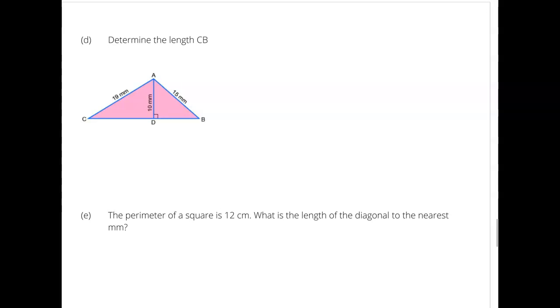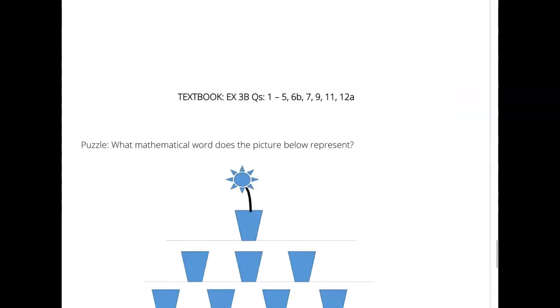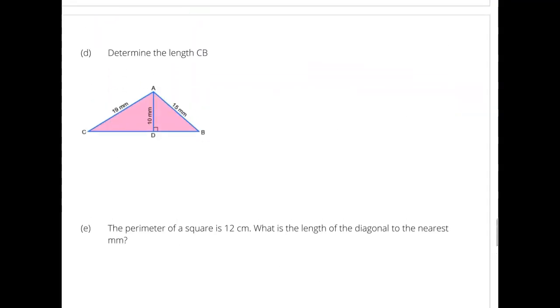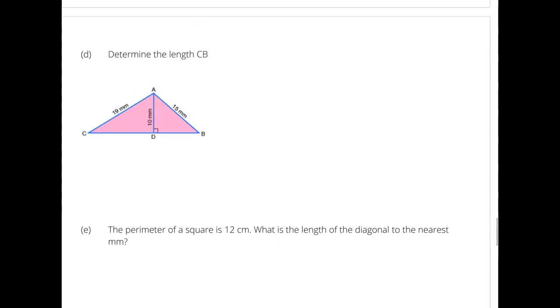Okay, a couple more just to finish off with. And then let's see if you can work out the puzzle. A prize for someone who works out the puzzle. No, that's not the puzzle. Puzzle's at the end. So the length of CB, so we've got this whole thing here. What's the problem with trying to get CB as a length in one hit?